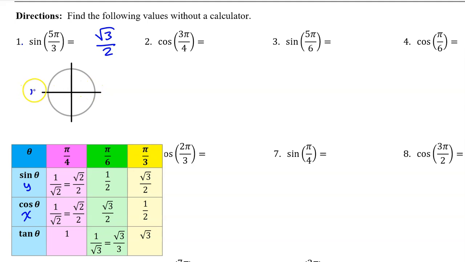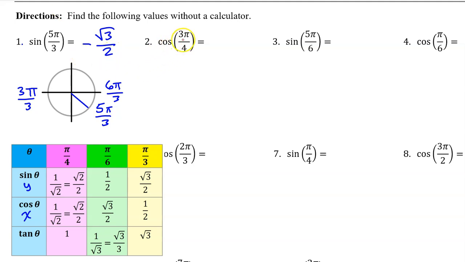We have memorized that pi is right here. However, since we have a denominator of 3, let's think of pi as 3 pi over 3. 2 pi will be 6 pi over 3. 5 pi over 3 will be one multiple before 6 pi over 3. That puts 5 pi over 3 right here in the fourth quadrant. Y values are negative in the fourth quadrant. So the value of the sine of 5 pi over 3 will be negative radical 3 over 2.